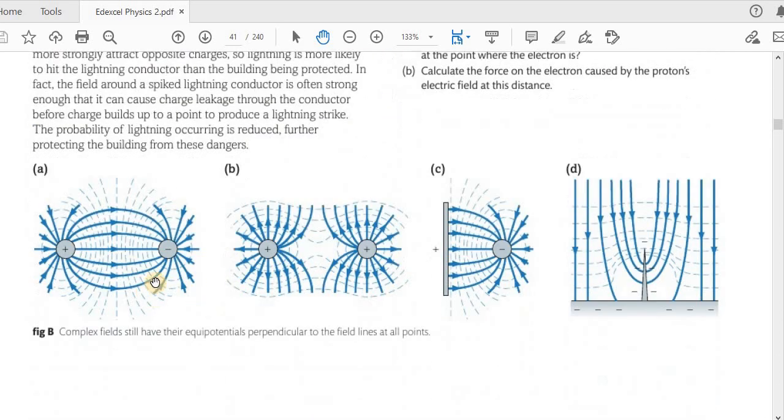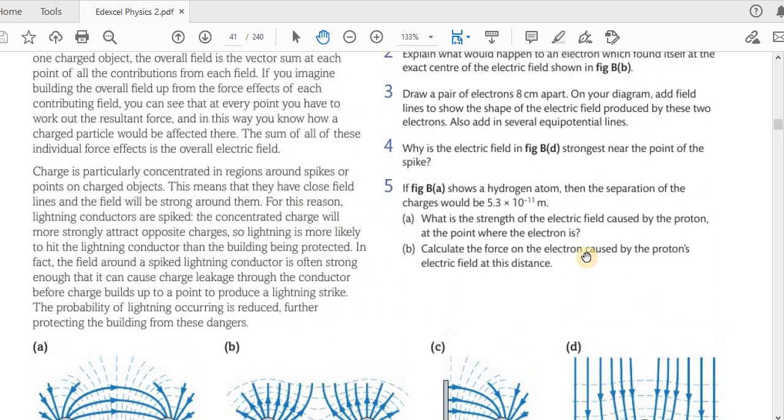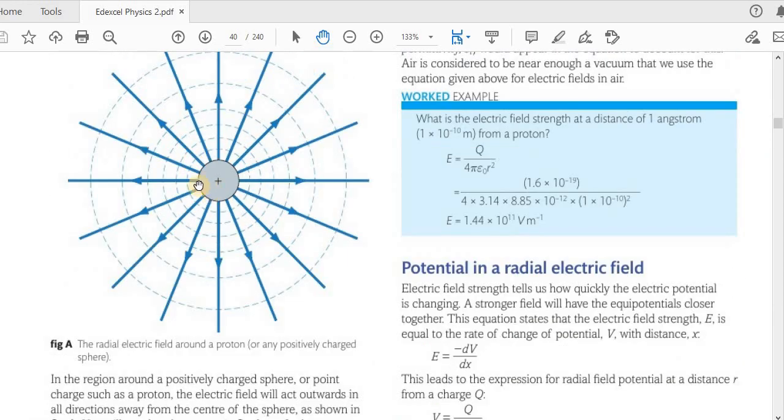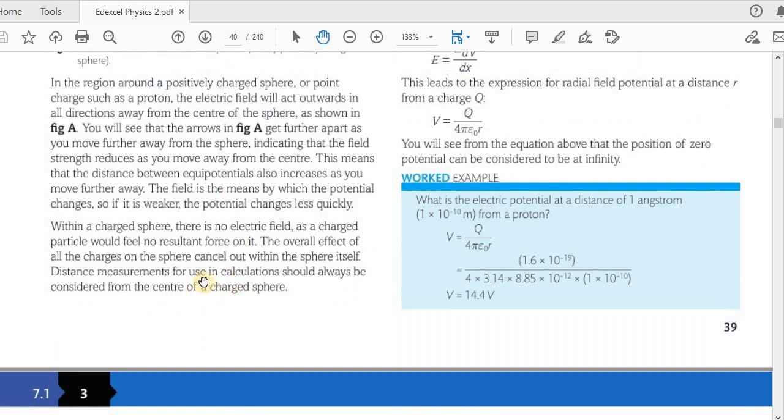Then finally we saw this combining electric fields. The dashed lines, blue lines, are the equipotential surfaces. So this is between a positive point charge and a negative point charge, or you can say positively charged sphere and a negatively charged sphere. Then remember this. Okay, so this can be a sphere or a point charge like a proton. And one important thing was, within a charged sphere there is no electric field, as a charged particle would feel no resultant force on it.